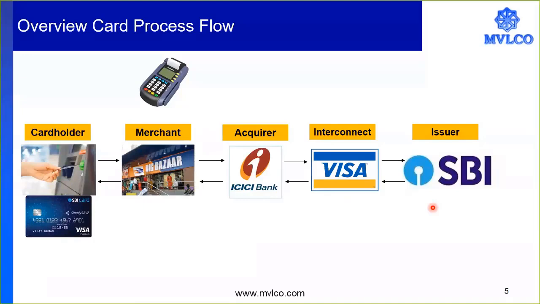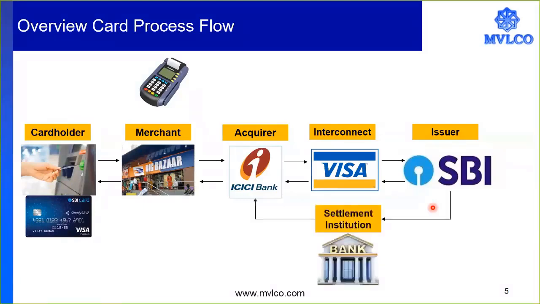At a later point of time, Visa will calculate how much amount is to be paid by SBI to ICICI Bank, and will ask some settlement institution, like some bank with which all the banks hold an account. Now this would be the bank which has been designated by Visa. So all those banks who hold or issue the Visa card will have to open an account with the designated settlement institution.